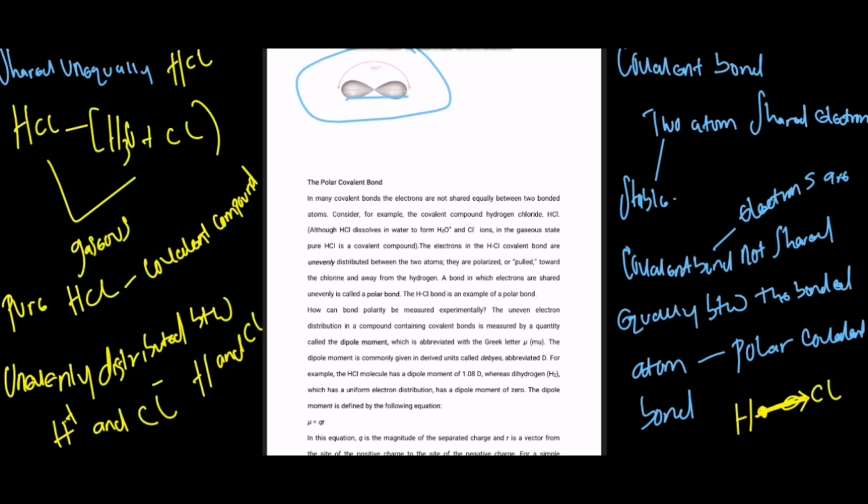Now, I know the question that will be running through your mind is, what does this unequal sharing really cause? Let me wipe my board so that we can explain the effect of this unevenly shared electron. Using the previous example, hydrogen chloride, I said that in hydrogen and chlorine, the bond moves towards the chlorine side and away from the hydrogen side altogether.